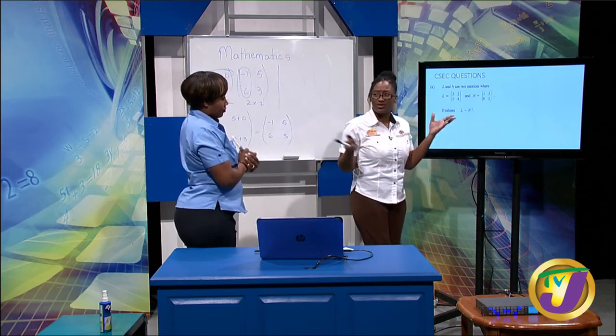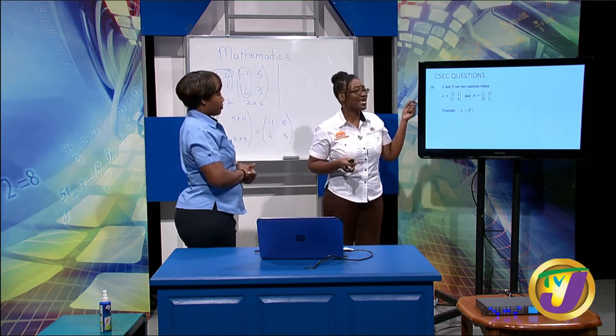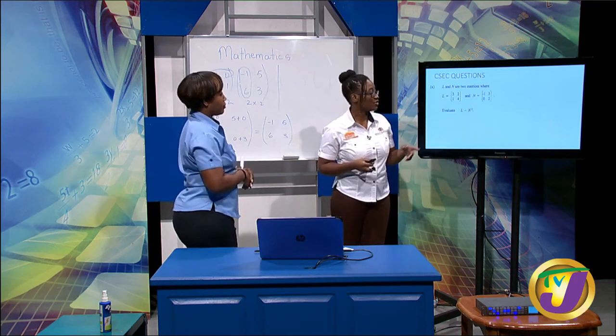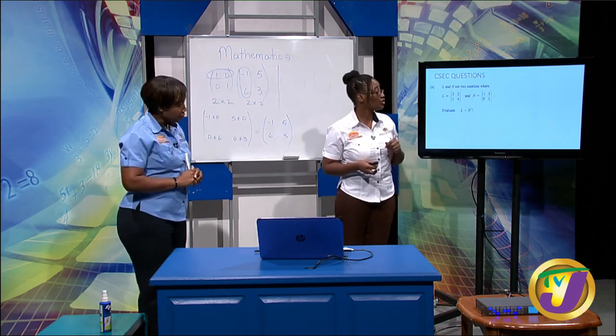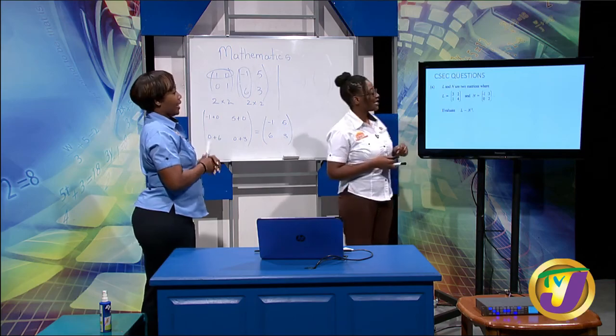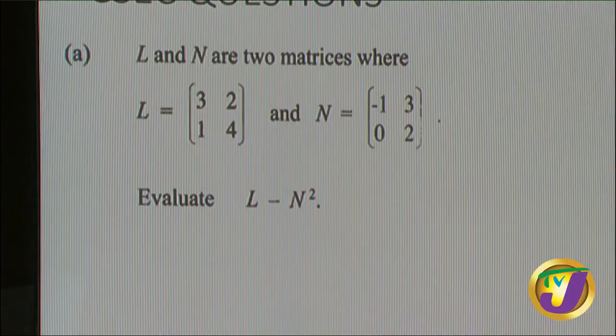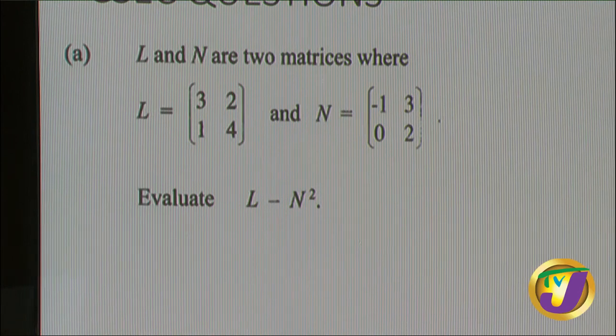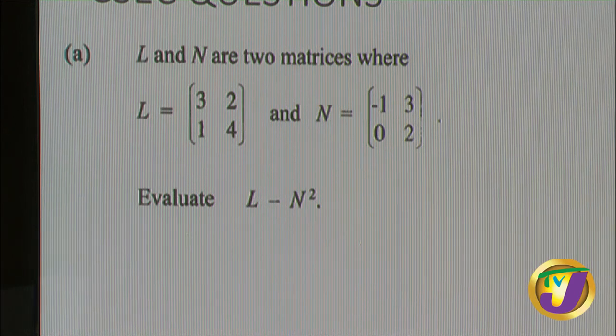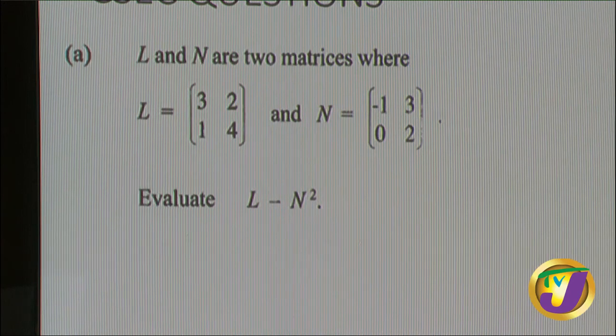We can't leave without a CSEC question. L and N are two matrices where L is equal to 3, 2, 1, 4, and N is equal to negative 1, 3, 0, 2. We're asked to evaluate L minus N squared. First of all, evaluate. They just mean work it out, give us a value, calculate.